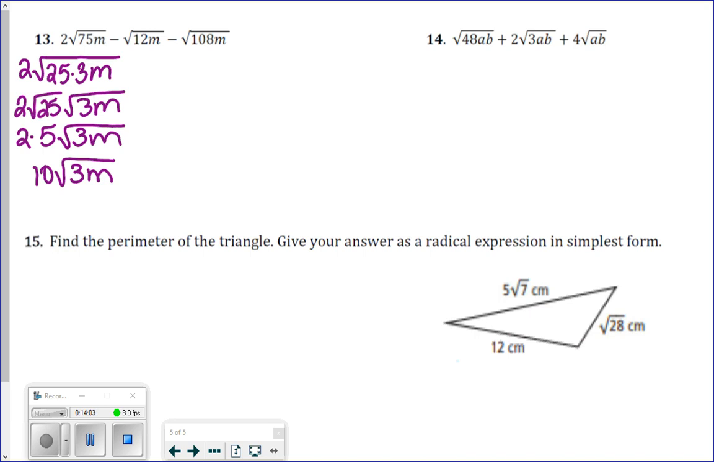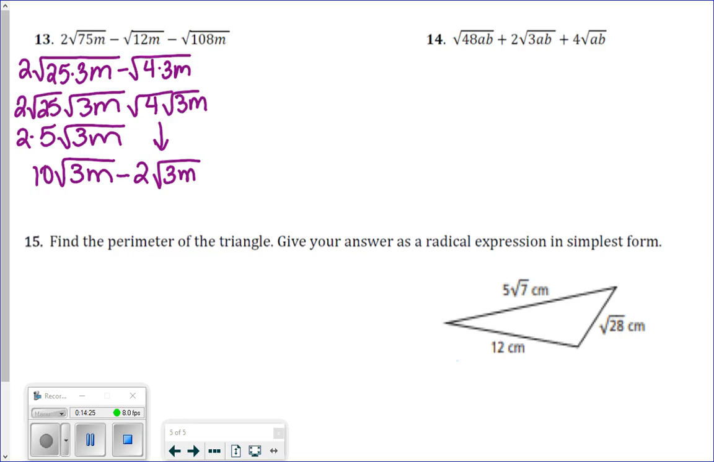Okay, the number in the middle, 12, breaks up into 4 times 3 times m. And then I can take the square root of the 4 separately than the 3m. And the square root of the 4 is just 2. So that's minus 2 square root of 3m.